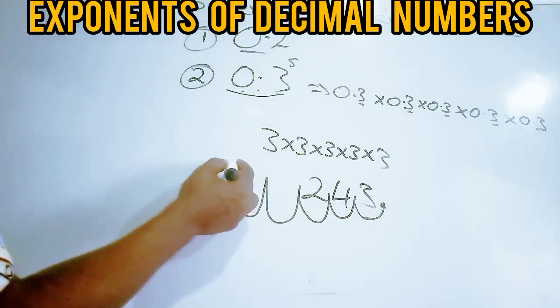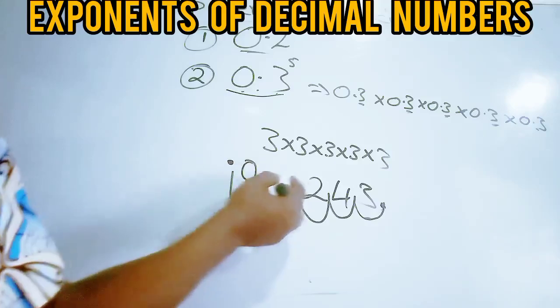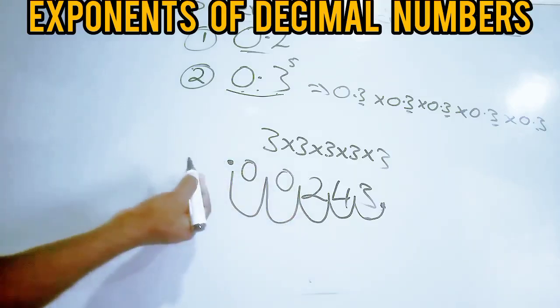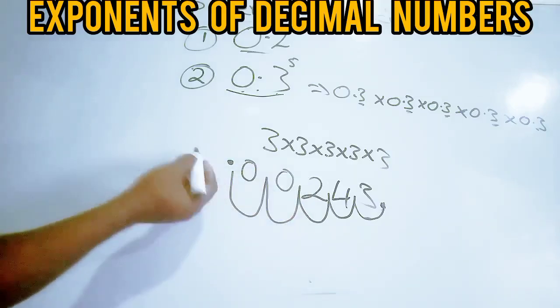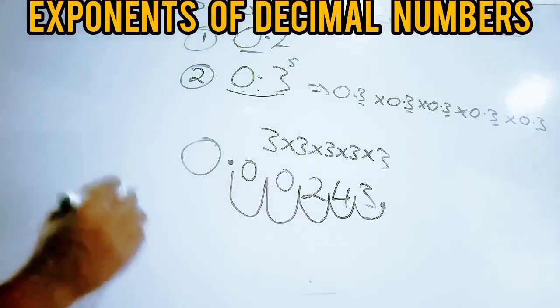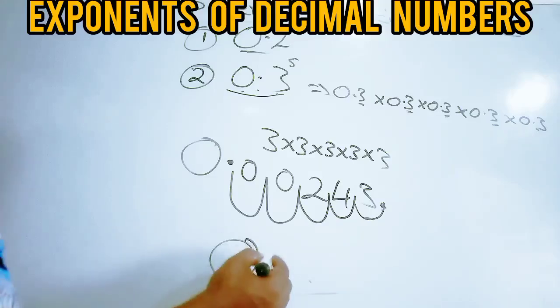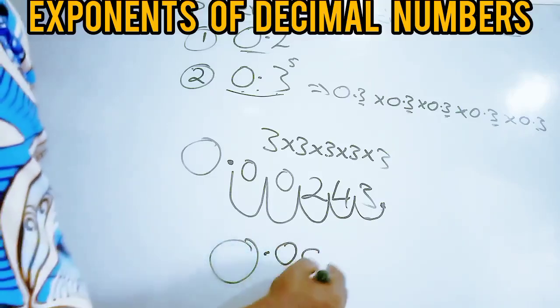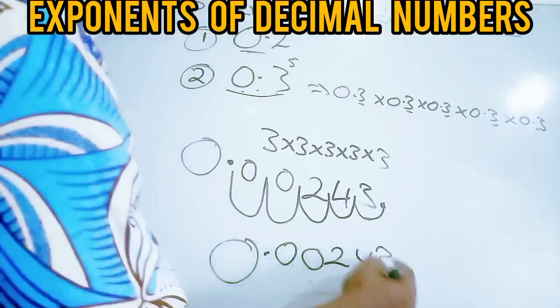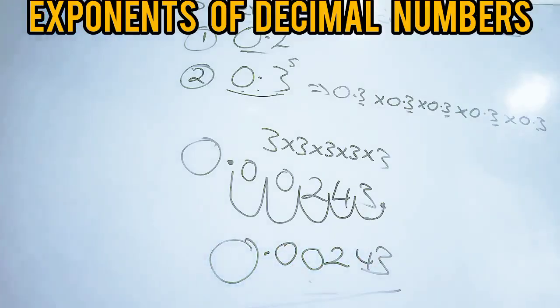So my point is here, and I'll fill these ones with 0 and 0. I will not just start a number with only a point, so I'll have to put a 0 here so that it will be meaningful. Therefore, I'll be having 0.00243 as your answer to the second one. Therefore, 0.3 raised to the power 5 is equal to 0.00243.